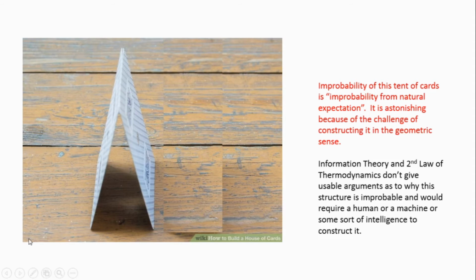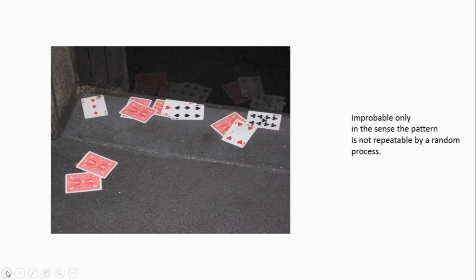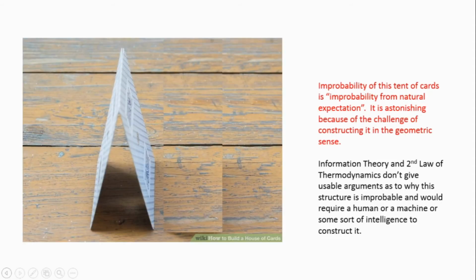This configuration with the tent is more astonishing than this configuration. This one we just think is the product of random processes. This one would stand out and we'd say, hey, this is not the product of a random process. It's astonishing because of the challenge of constructing it in the geometric sense. I hope you can see that. This can't be a product of random processes. You can't have a tornado pass through a pile of cards and expect this to form. And perhaps making the argument rigorous is tough, but hopefully you can see that.